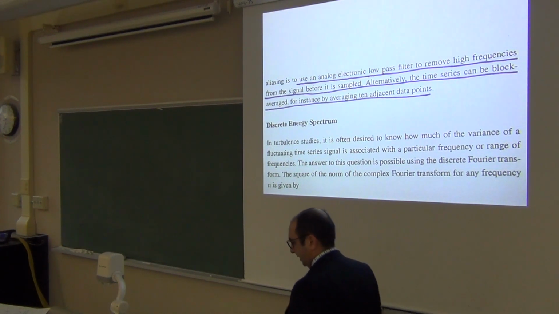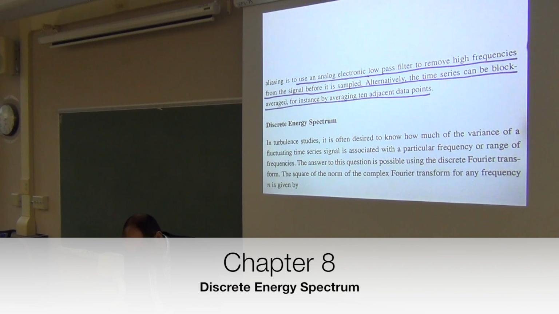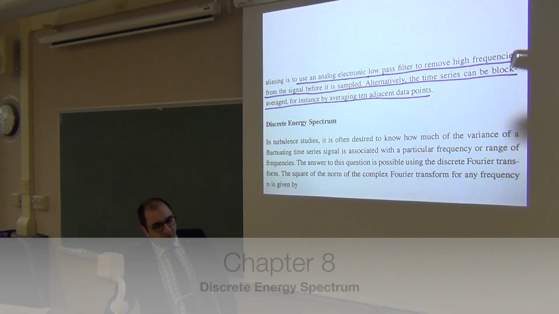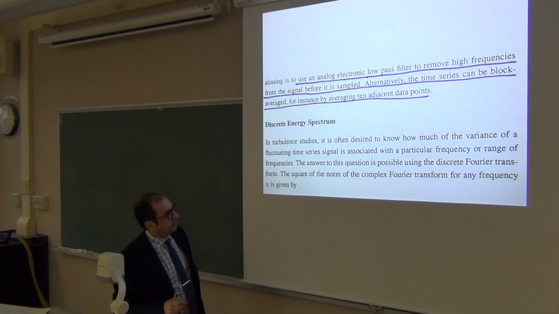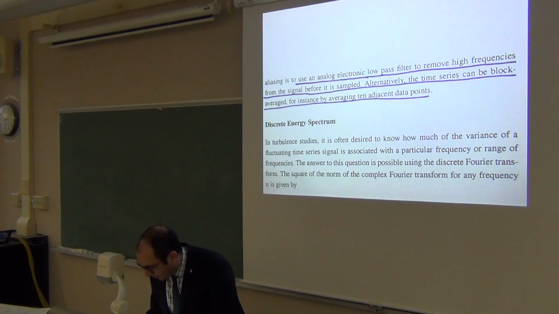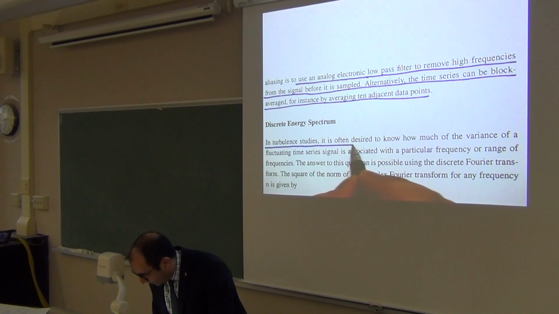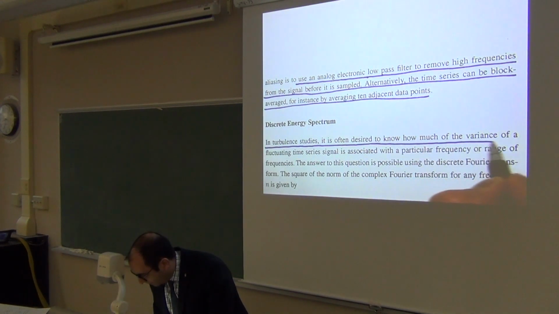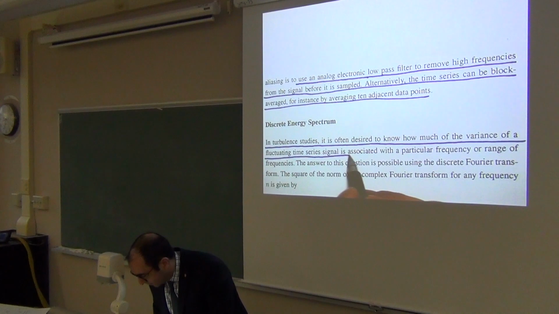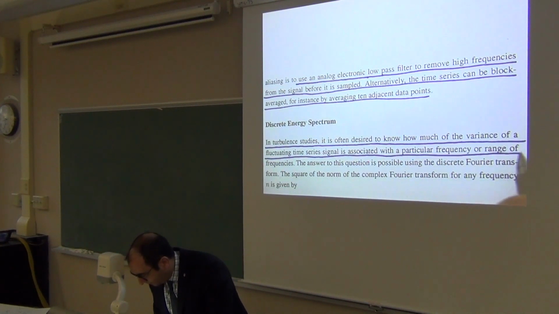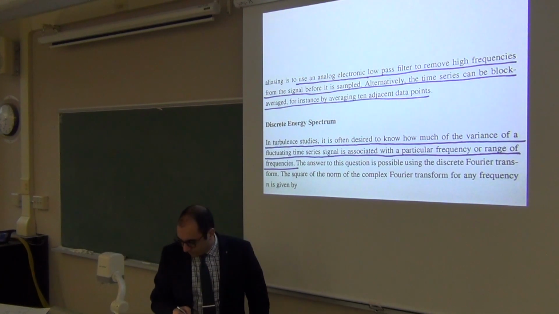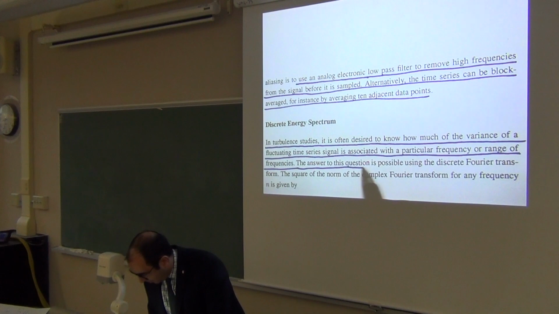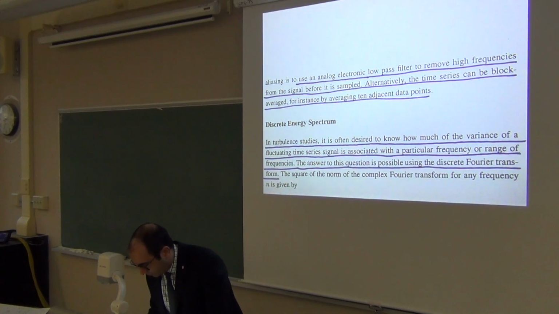So the next topic is the energy spectrum, discrete energy spectrum. And again, we've touched this before, twice at least. But now I want to pick that up again and reinforce the concept. In turbulence studies, it is often desired to know how much of the variance of a fluctuating time series signal is associated with a particular frequency or range of frequencies. The answer to this question is possible using the discrete Fourier transform.